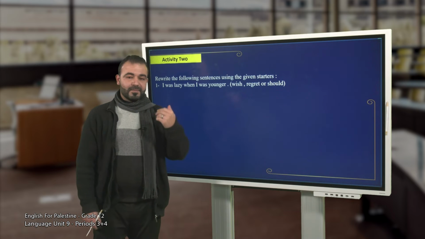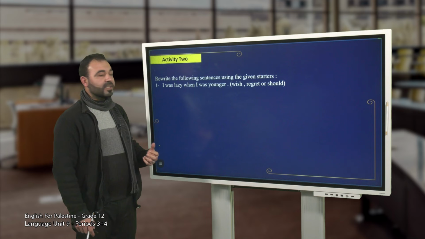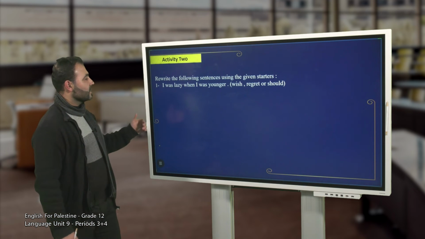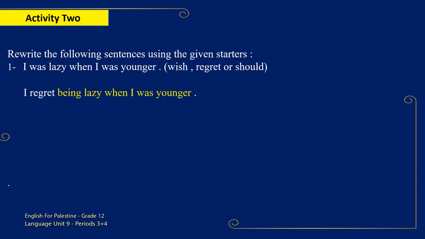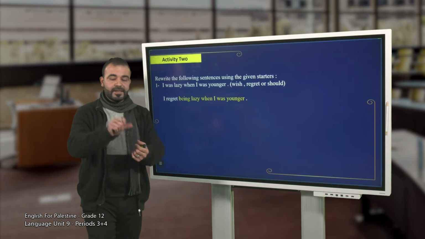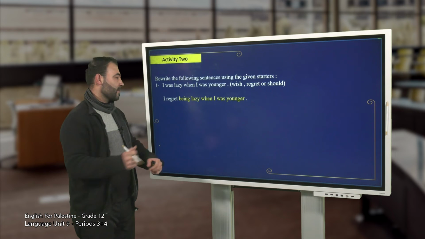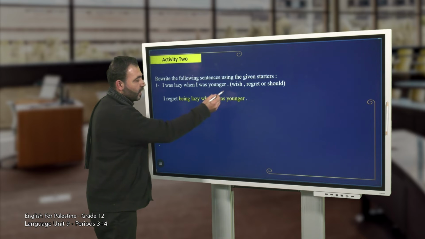Good job. Let's check your answers. "I was lazy when I was younger." The first way of writing this sentence is with regret. I is the subject, and was must be in the ing form after regret. So we turn it into the infinitive form first. Second, we add the ing. I regret being lazy when I was younger.